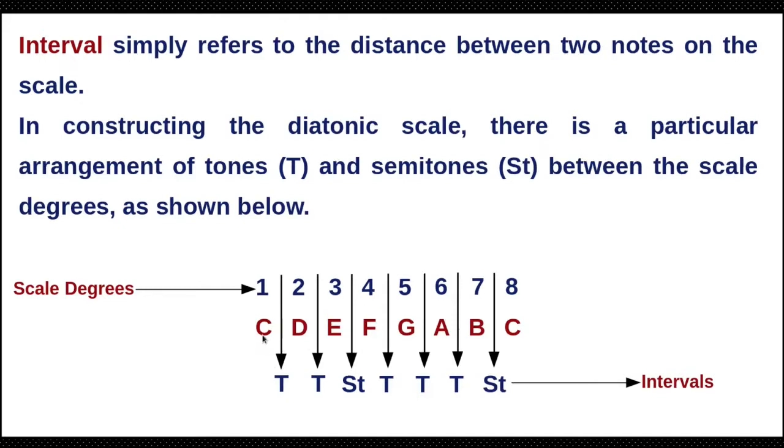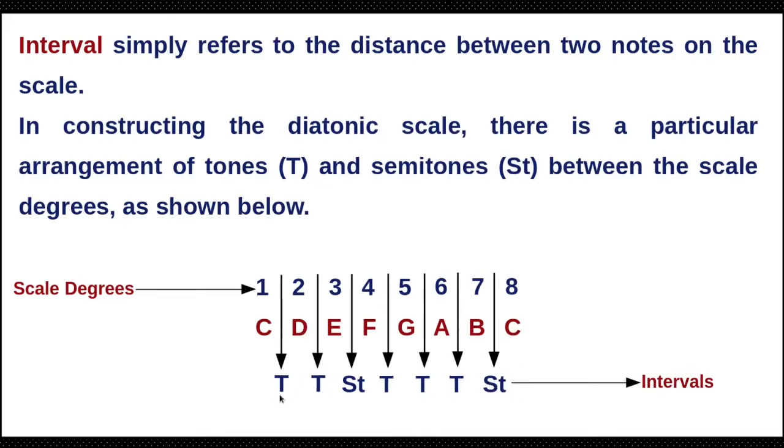So between C and D is a whole step. We also indicate that by a tone. Between D and E is a whole step, a tone. Between E and F is a half step or a semitone. F and G, we have a tone interval between that. G and A, we also have a tone interval, that's a whole step. A and B, a whole step. Then B and C, we have a half step interval.